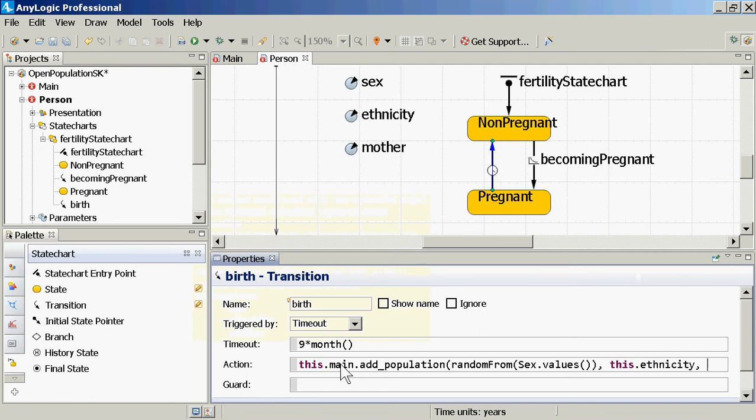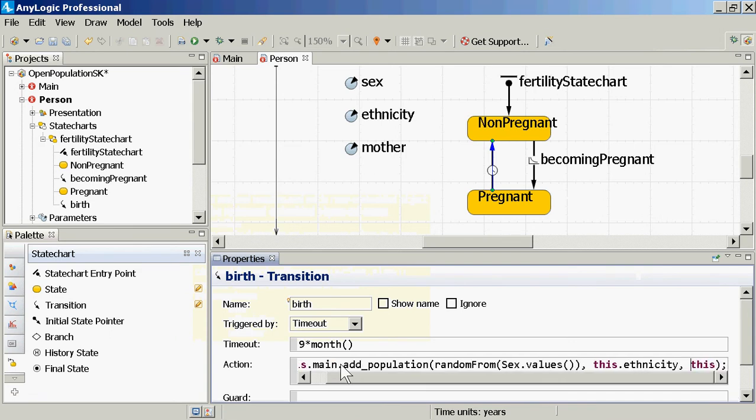And who's the mother of the baby going to be? This. It's going to be me. This is me. I'm asking, it's the mother giving birth. It's the mother who's going from here to here. And so she's giving birth. It's her ethnicity. It's herself who's the mother. And we're going to add that baby in to the population. Does that make sense?